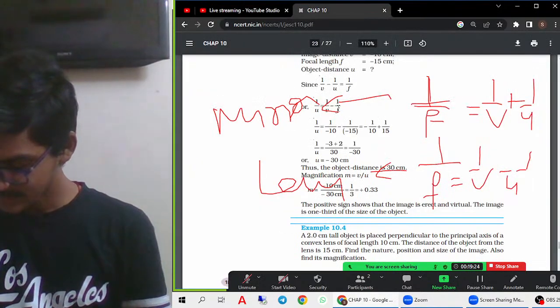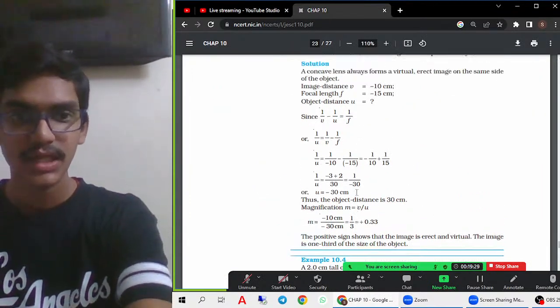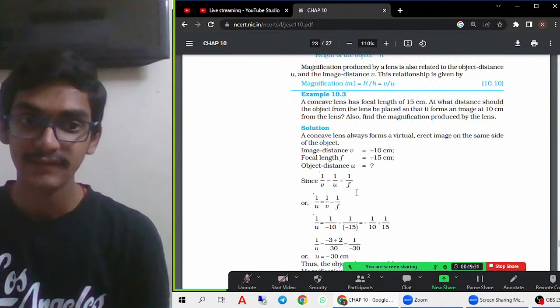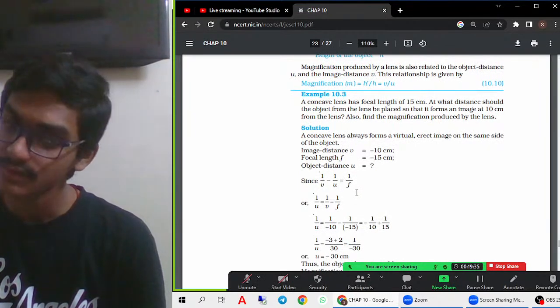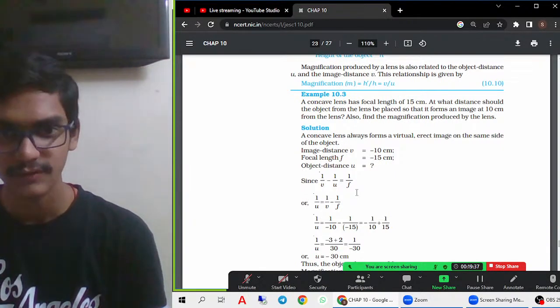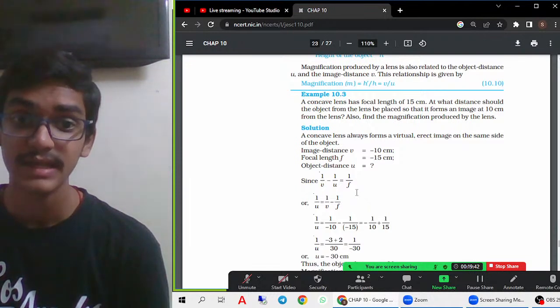Now let us try to understand this. The first numerical is about a concave lens. So for a concave lens, the focal length will always be negative. u will also be negative. At what distance should the object be placed from the lens so that it forms an image?